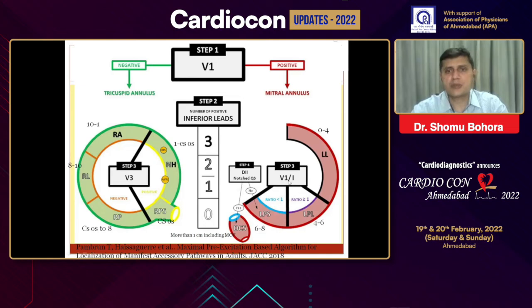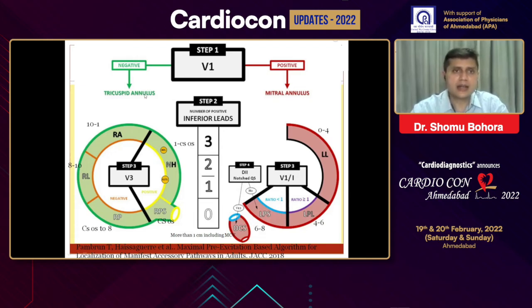To differentiate between a posterolateral and a posteroseptal pathway, the ratio of V1 to lead 1 is important. If V1 is taller than lead 1, that is the ratio is more than 1, it is a posterolateral pathway. If the V1 to lead 1 R wave ratio is less than 1, it becomes a posteroseptal pathway. And if there is a notch in the descending limb of lead 2, then it may be a deep pathway, a coronary sinus pathway.